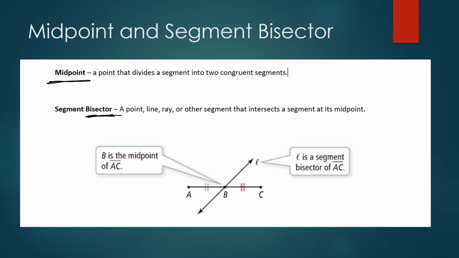So midpoint is the point in the middle of a segment. It cuts it in half. And a segment bisector is something that cuts a segment in half. So for example, in this picture, L is a bisector because it goes through point B, which is a midpoint.